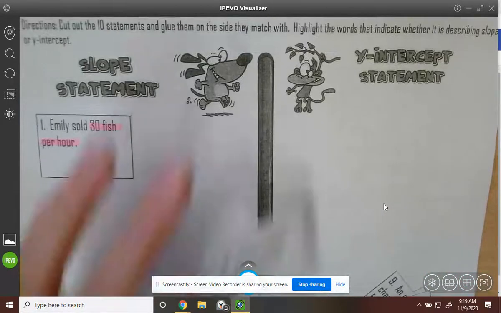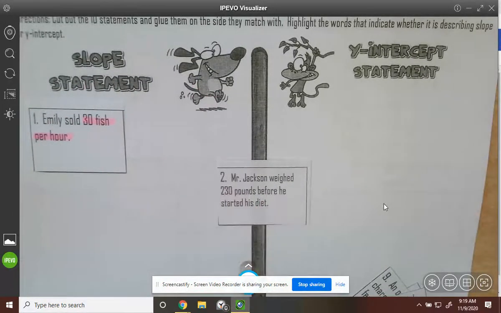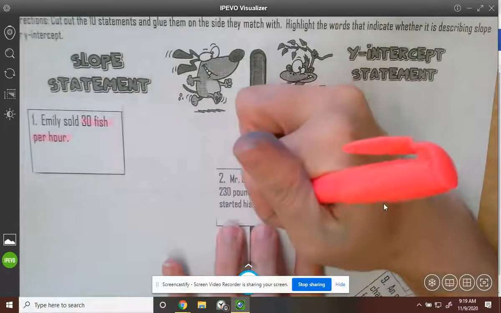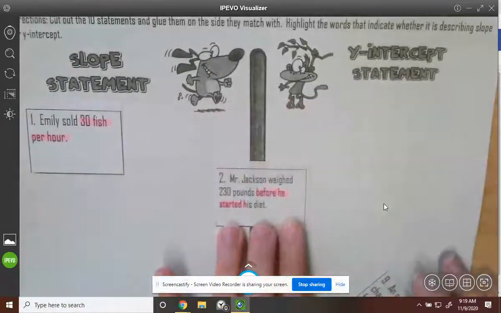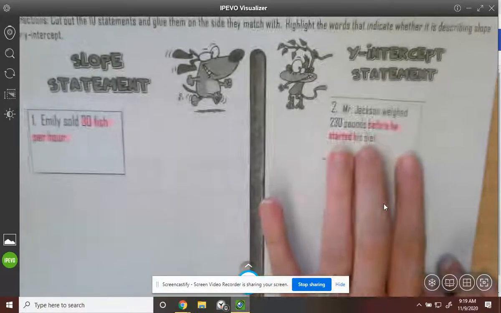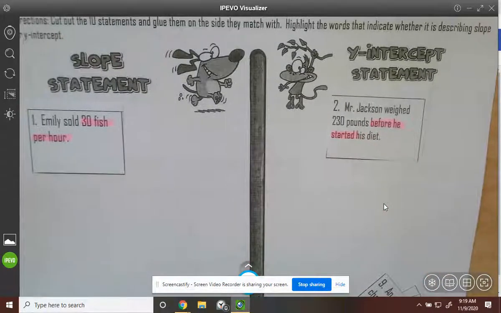Number 2, Mr. Jackson weighed 230 pounds before he started his diet. That's going to be a y-intercept statement because of this keyword right here, before he started. So the starting point was 230. He's not increasing 230 every day or something like that. It's just a straight up 230 that doesn't change.